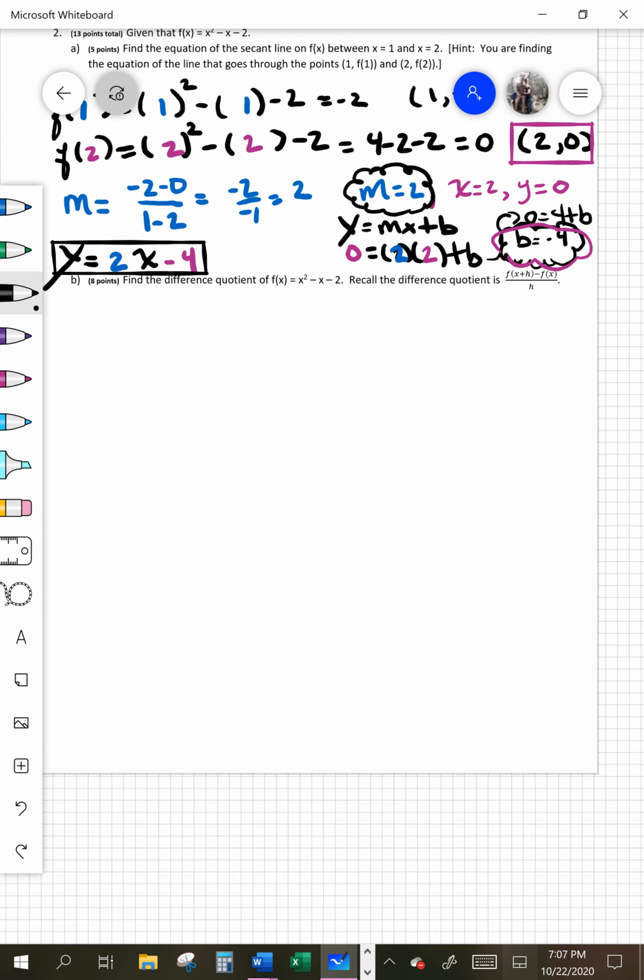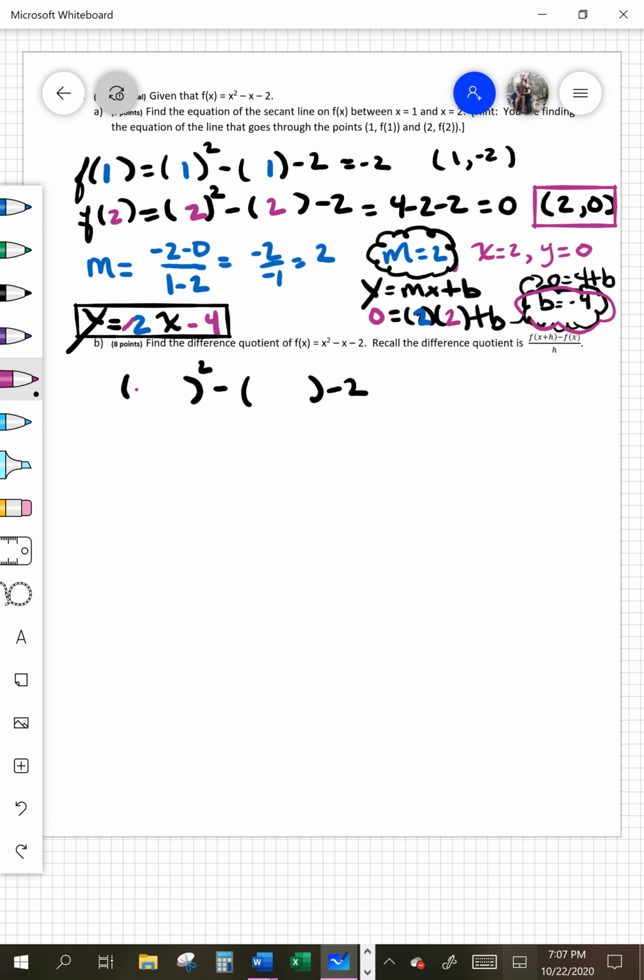And so looking at this, when we plug in x plus h wherever we see an x, I'm going to put parentheses wherever I see an x, so we have an x plus h quantity squared, minus x plus h, minus 2. Then we subtract the whole equation f of x, so make sure you put parentheses or brackets around that whole quantity, x squared minus x minus 2, in that bracket, all over h.